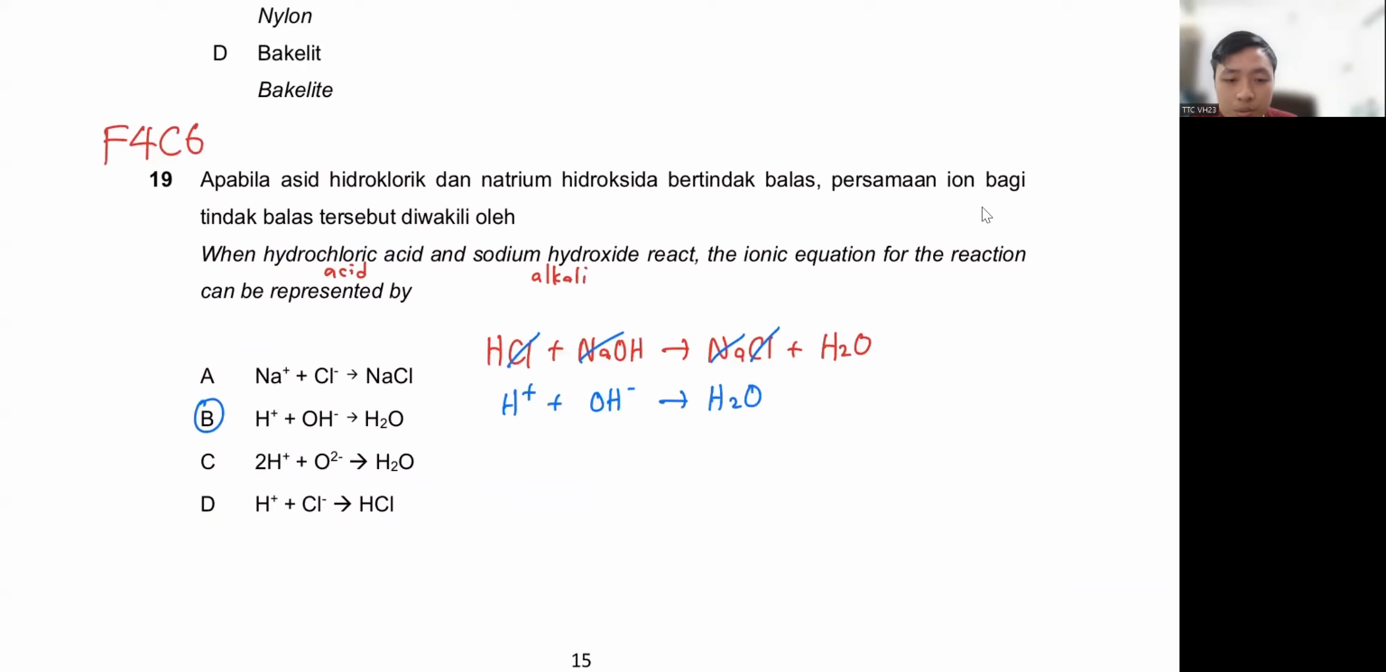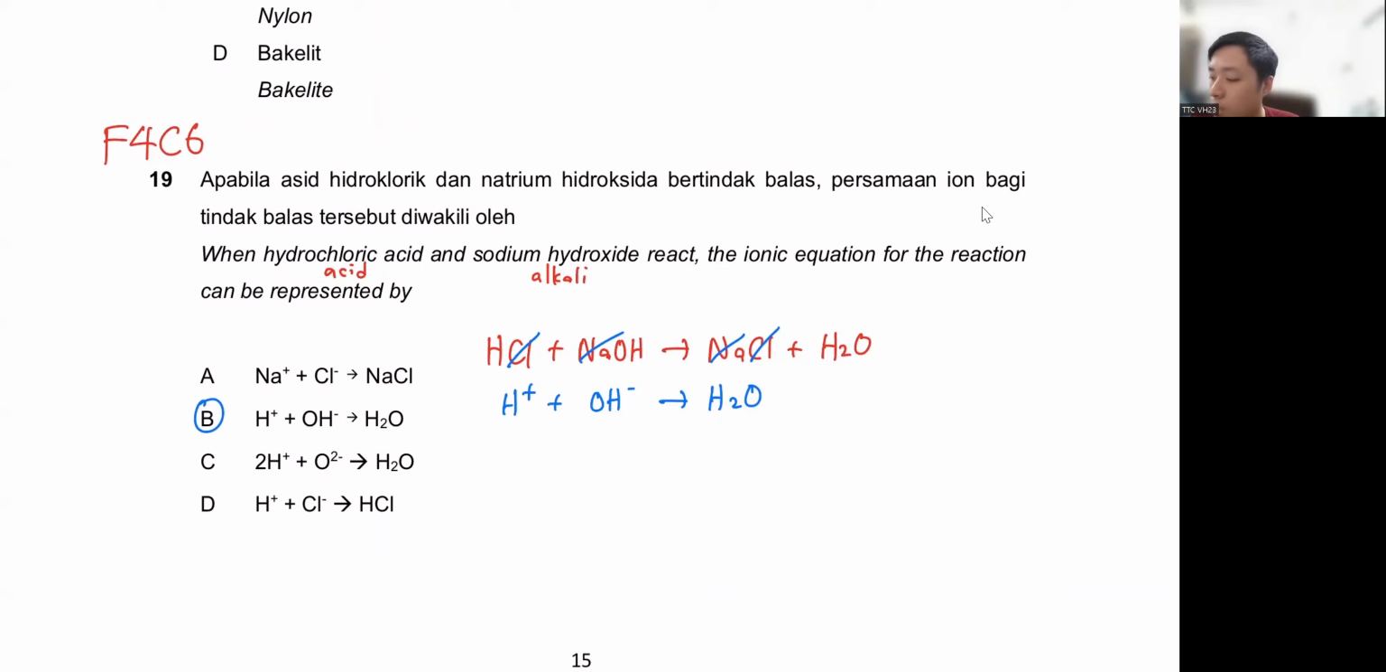19 is B, from chapter 6. Hydrochloric acid is an acid, and sodium hydroxide is an alkali. The ionic equation is actually B.